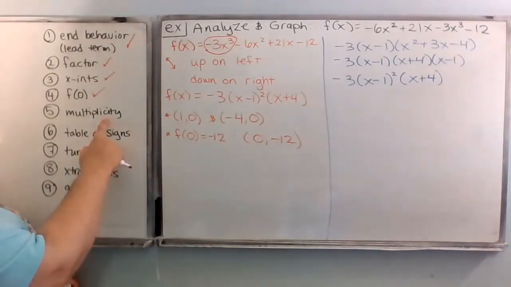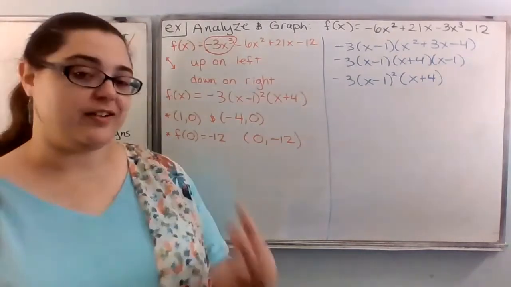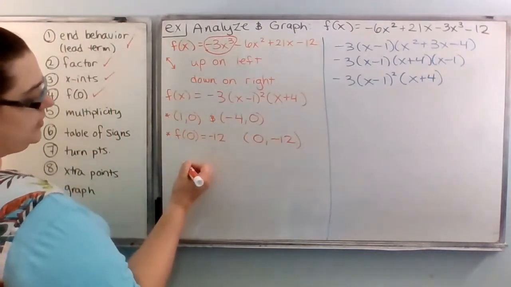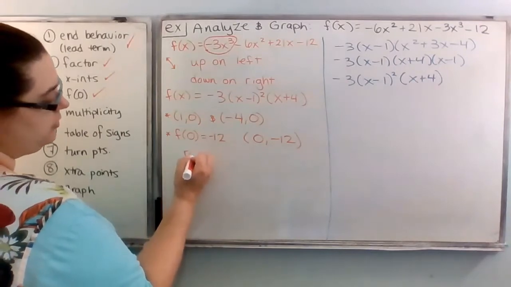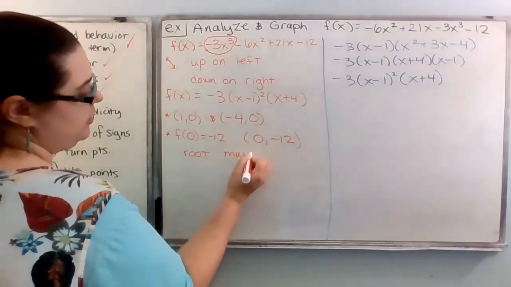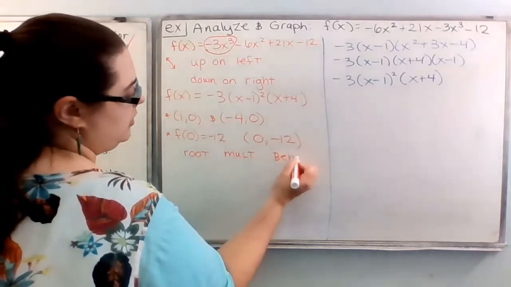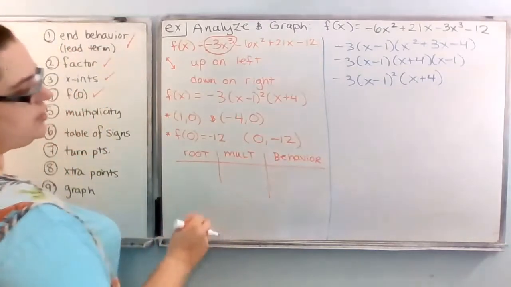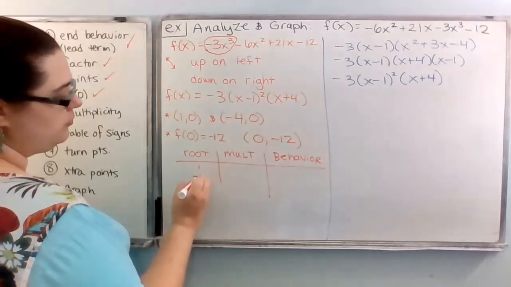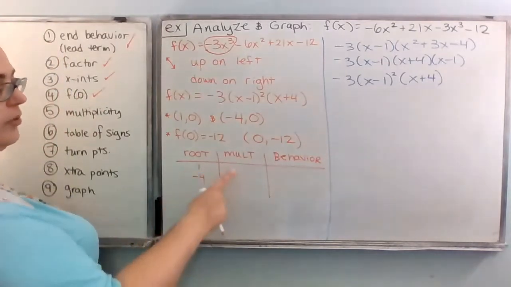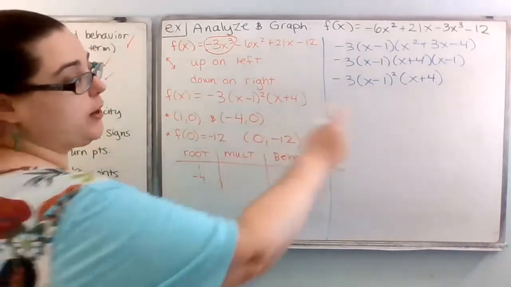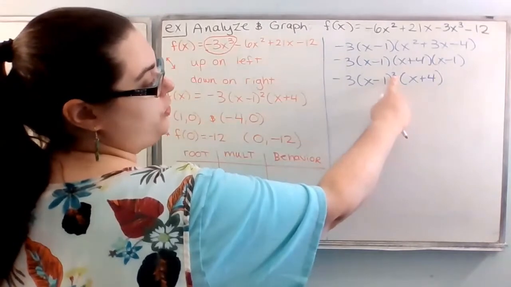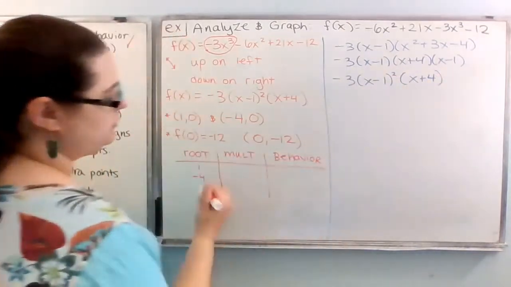Next, we want to figure out the multiplicity of each of our roots and identify the behavior that will be happening at each of those turning points. So I'm going to make our little multiplicity table. So we have our root, the multiplicity, and the behavior. We only have two roots, the 1 and the negative 4. The multiplicity, remember, is the exponent on that root. That's why we wanted to group these two factors together. So the multiplicity on our root of 1 is 2, and on negative 4, it'll be 1.